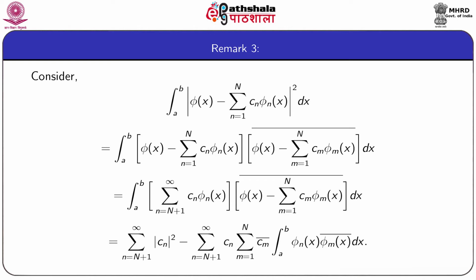Now from this result we can write this expression as summation small n equal to capital N plus 1 Cn phi nx.